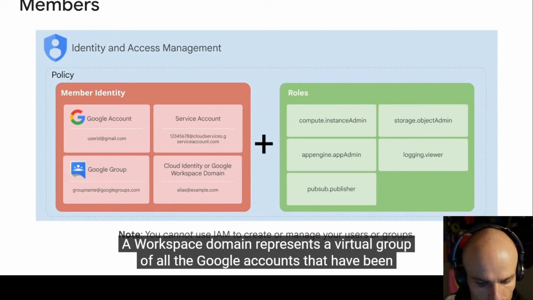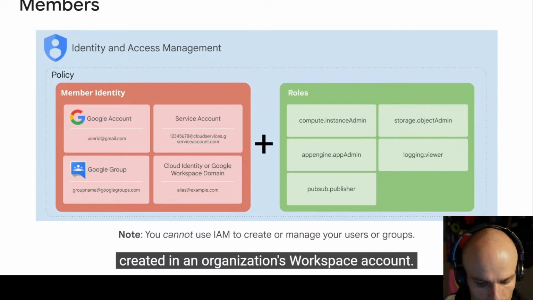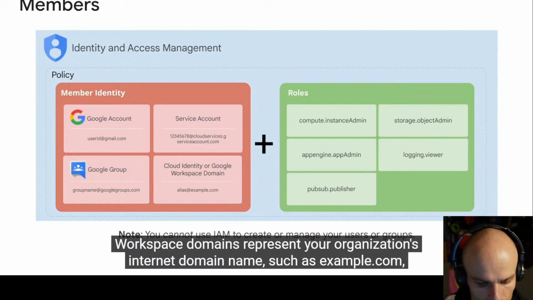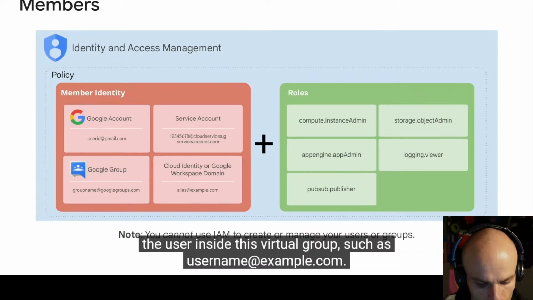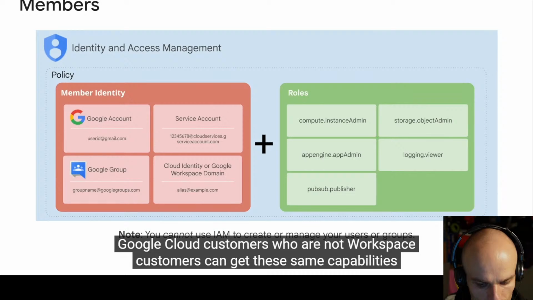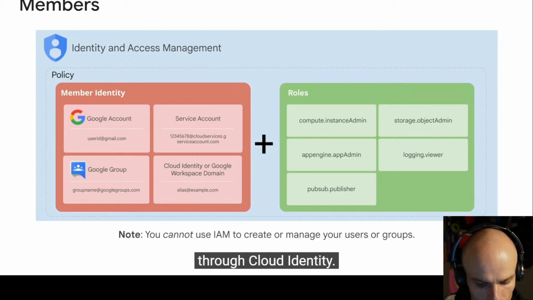A Workspace domain represents a virtual group of all the Google accounts that have been created in an organization's Workspace account. Workspace domains represent your organization's internet domain name, such as example.com. And when you add a user to your Workspace domain, a new Google account is created for the user inside of this virtual group, such as username@example.com. Google Cloud customers who are not Workspace customers can get these same capabilities through Cloud Identity.